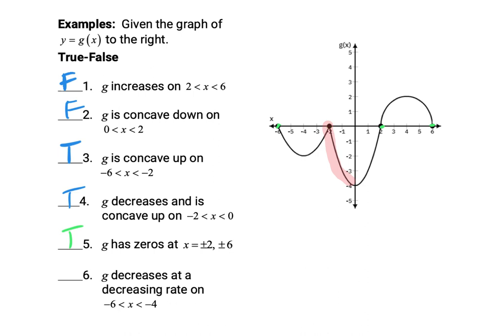And then this is the one that got you, which hopefully after that last explanation makes a little bit more sense. G decreases at a decreasing rate. So decreasing rate means concave down. So this is saying it is decreasing and concave down from negative 6 to negative 4. It is decreasing, but it is not concave down. Does that make sense? Yes? So that's false.